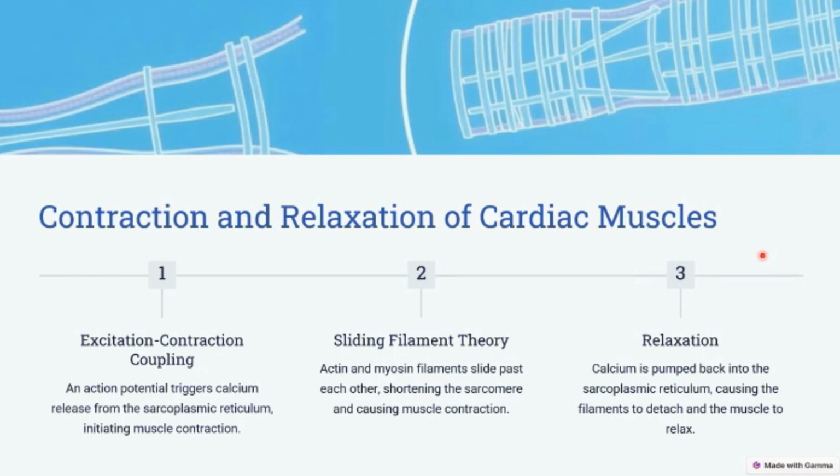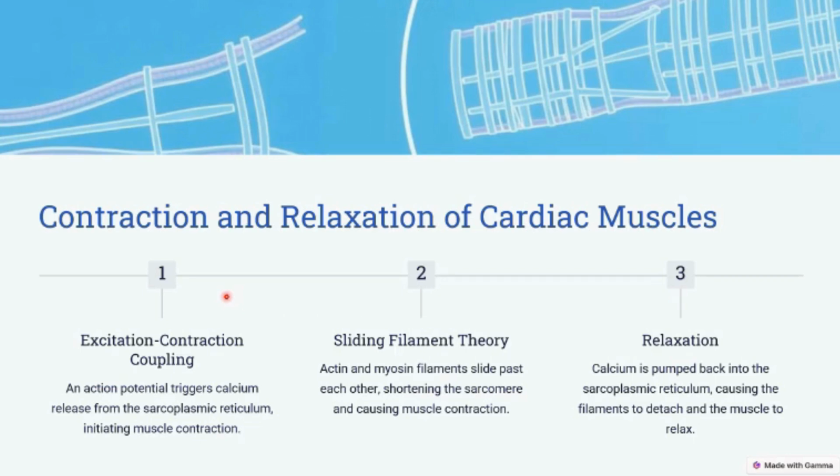So action potential: the SA node generates an electrical signal that travels through the heart muscle via the atrioventricular node, down the bundle of His and into the Purkinje fibers. So first from the SA node, the electrical impulse travels via the atrioventricular node down the bundle of His into the Purkinje fibers, right and left bundle branches.